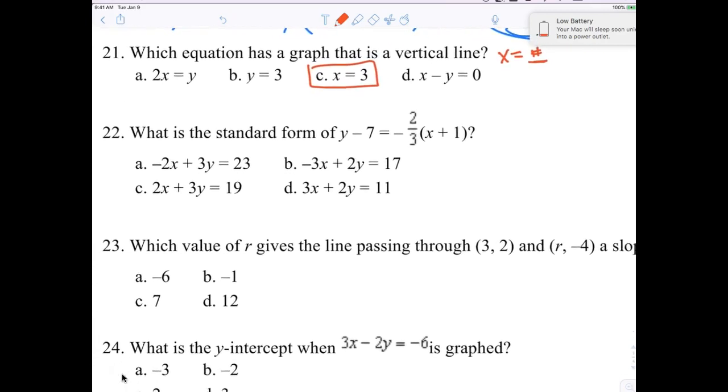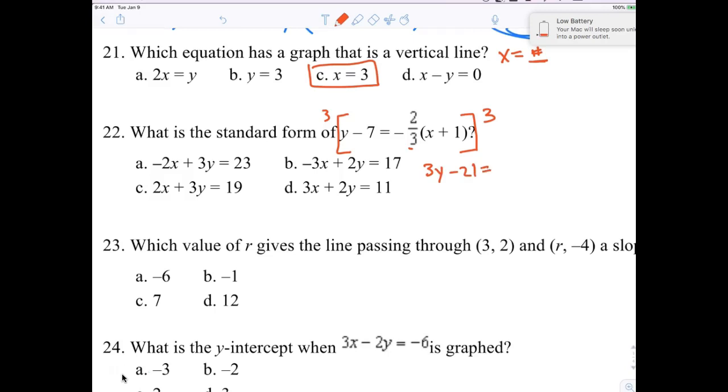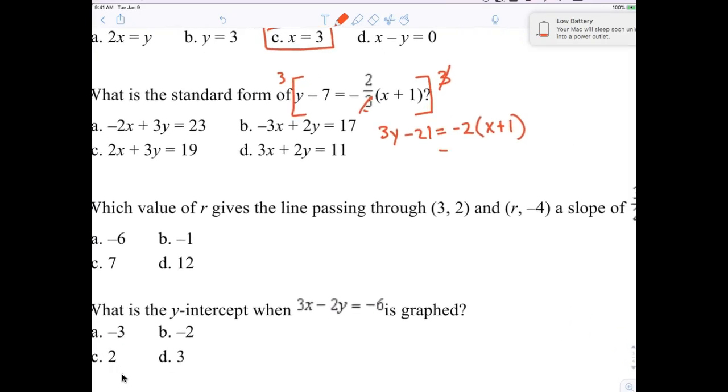All right, now we're going to talk about number 22. If I'm looking at 22, I want everybody to remember we're not allowed to have fractions. So I want everybody to put a bracket here, and I'm going to have to multiply everything through by what? 3. So when I multiply this side by 3, it will be 3y minus 21 equals, now I'm going to do negative 2, and I'm just going to write this step out just to make sure you remember. This 3 and this 3 cancel. Now I'm distributing the negative 2. When I distribute the negative 2, it would be negative 2x minus 2. And then this would be 3y minus 21.